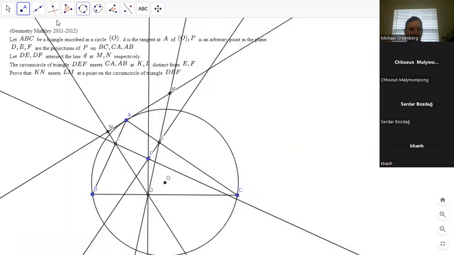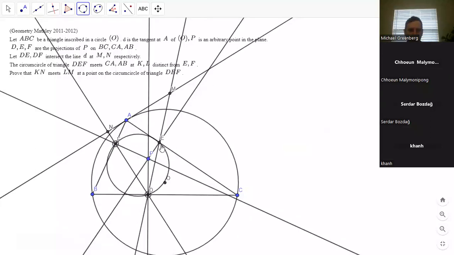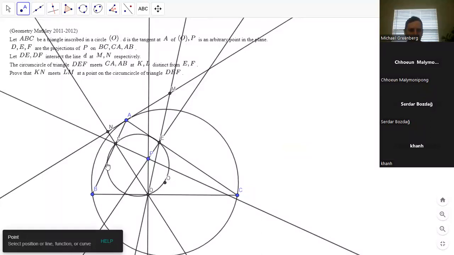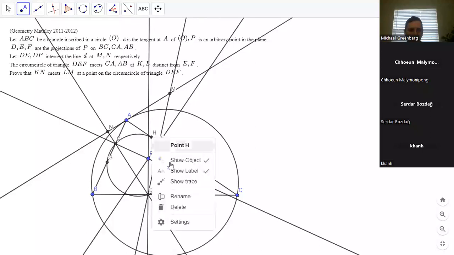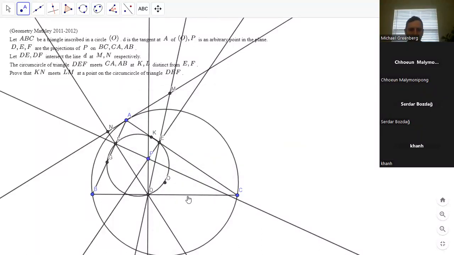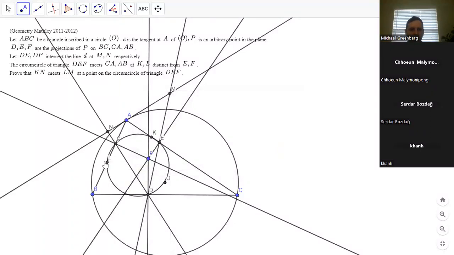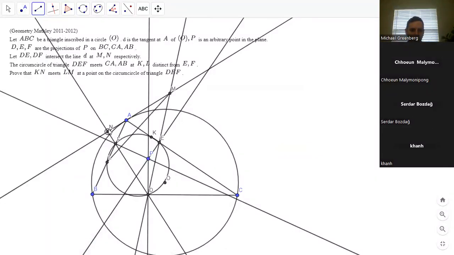And then we draw the circumcircle DEF. And we see where it meets CA and AB at K and L. And we want to show that KN and ML intersect on the circle. So that's kind of interesting. Okay.